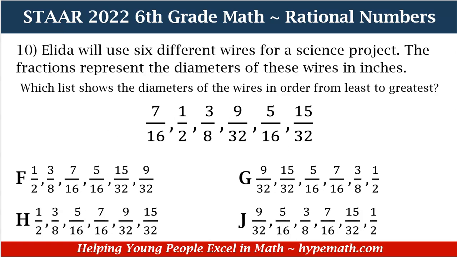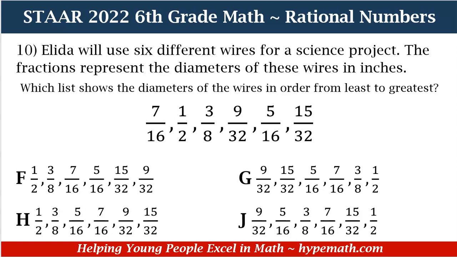Number 10 says, Alita will use 6 different wires for a science project. The fractions represent the diameters of these wires in inches. Which list shows the diameters of the wires in order from least to greatest? Let's look at the different measurements of the wires. We have 7 over 16, 1/2, 3/8, 9 over 32, 5 over 16, and also 15 over 32. Let's look at our answer choices.